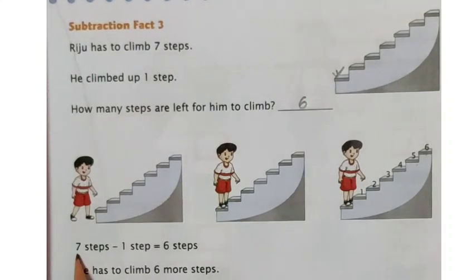See here, 7 steps are there. He climbed 1 step. Now, how many steps are left means what we have to do? When we subtract 1 from any number, we get the before number. 7 before is 6. So, when we subtract 1 from any number, we get its before number, children. We have to remember this.